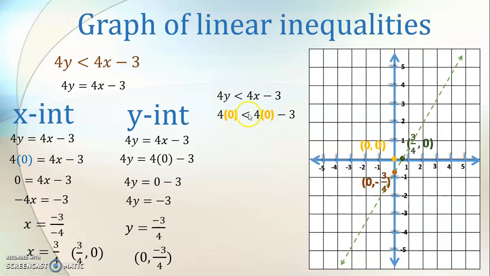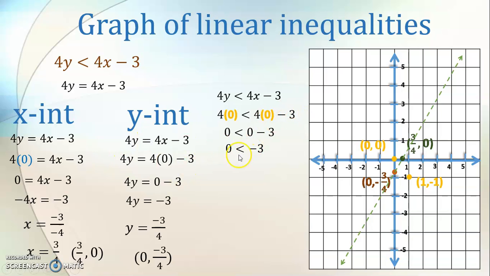4 times 0 is less than 4 times 0 minus 3. And I multiply, and I'm going to have 0 is less than 0 minus 3. Now, 0 is less than negative 3. Okay, now that I already have my answer in here, I can ask myself, is 0 less than negative 3? Yes or no?